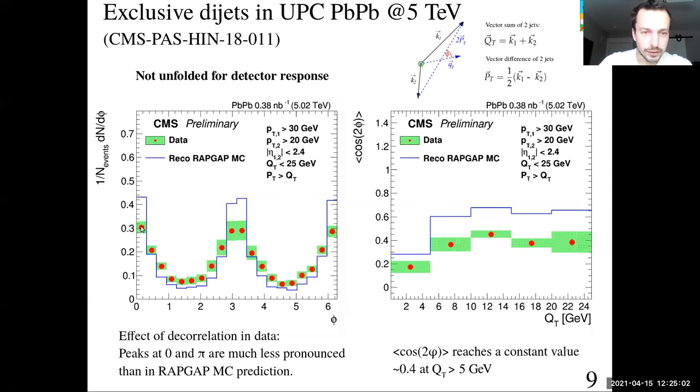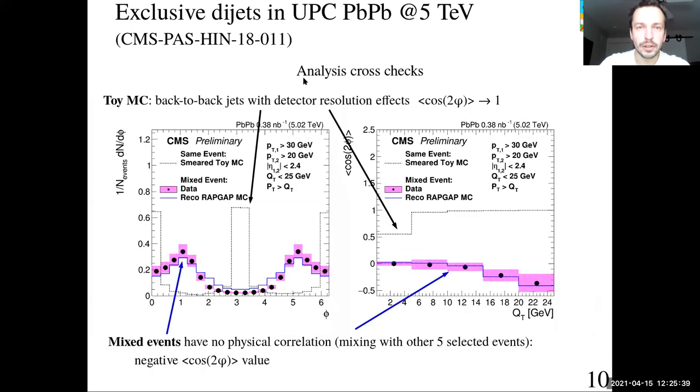And we see a clear effect of decorrelation in data that is expressed as peaks at zero and pi values are much less pronounced than in RAPGAP Monte Carlo. And the right plot shows the second Fourier harmonic, or the average value of cosine 2 phi, as a function of QT in 5 QT bins. And we see that it reaches a constant value above 5 GeV, both for the data and Monte Carlo, being lower in the data. Since these are not unfolded results, we also perform the following cross checks.